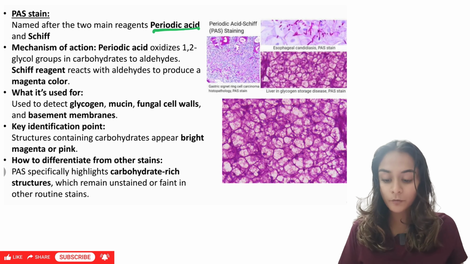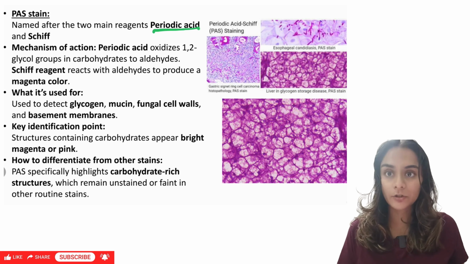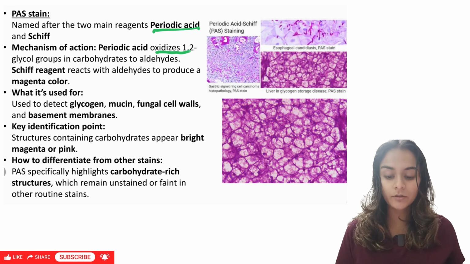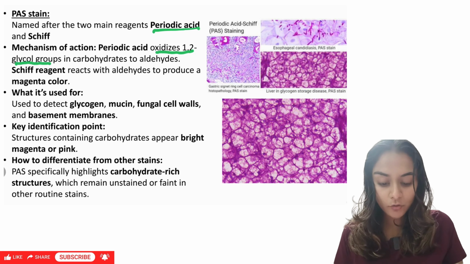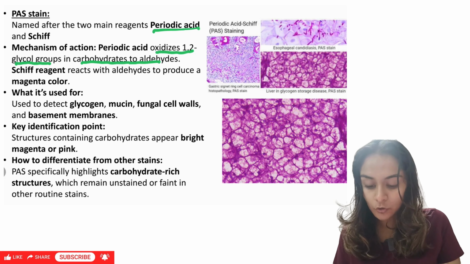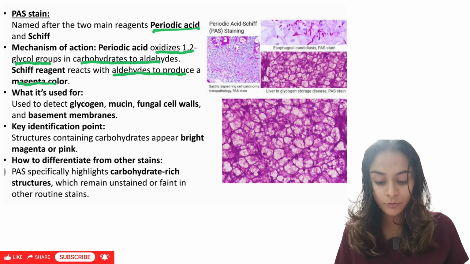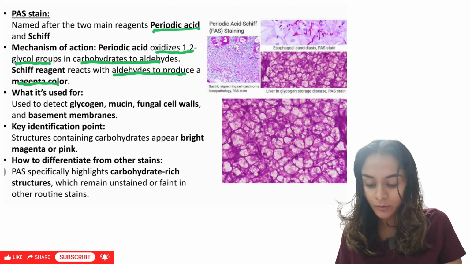This stain is used for what? It is used to detect glycogen, mucin, fungal cell walls and the basement membrane. The mechanism of action is periodic acid. It oxidizes 1,2 glycol groups in carbohydrates to aldehydes. Schiff reagent reacts with aldehydes to produce a magenta color.